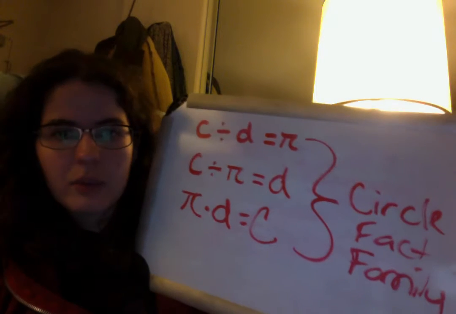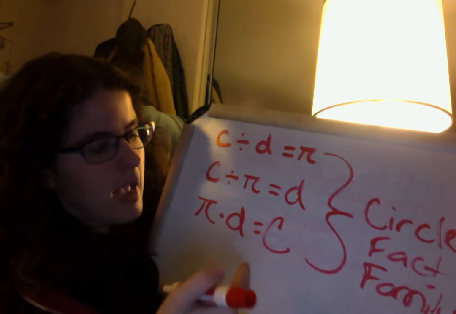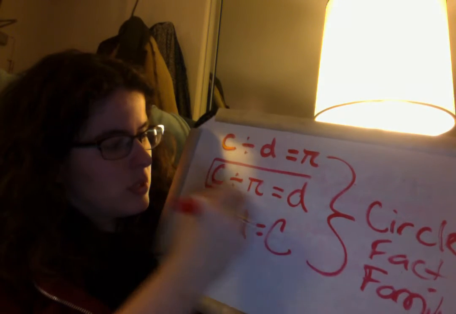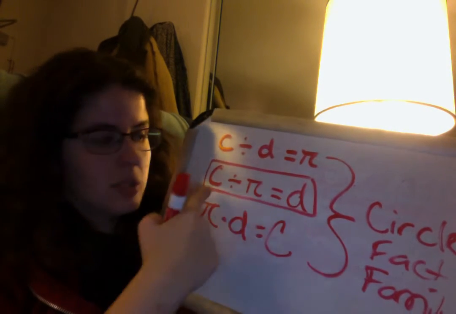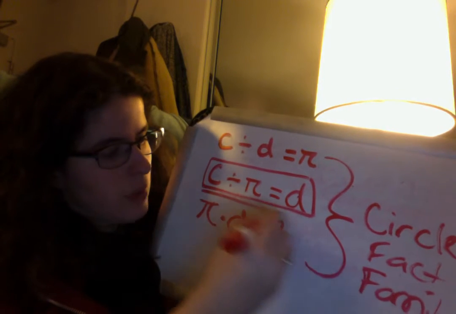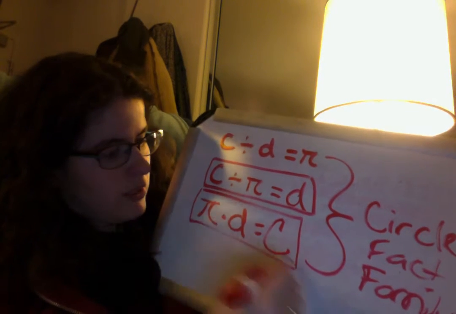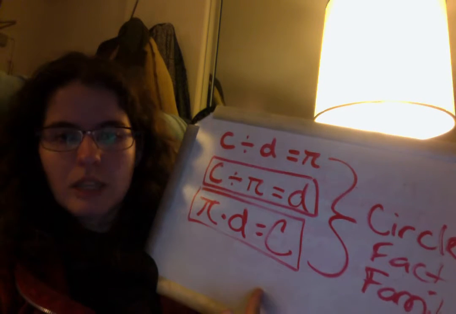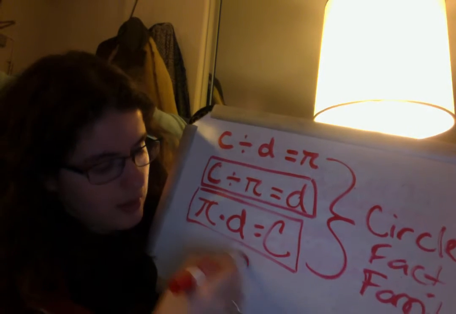So my circle fact family is useful. It gives me an equation for if I want to find the diameter. This would be useful if you did not know the diameter but you did know the circumference. It gives me an equation for the circumference. That would be useful if I did know the diameter and I did not know the circumference. And it also shows the relationship between these two quantities.